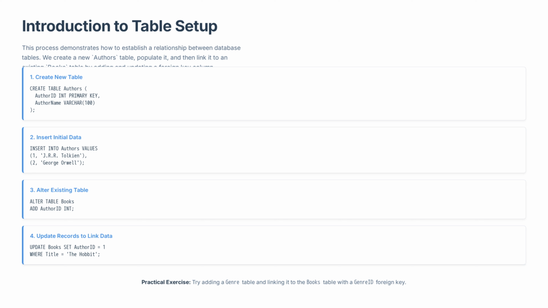Great. Next, we alter our existing books table to add the foreign key column. ALTER TABLE books ADD author_id INT. Now we need to update our books to assign an author. UPDATE books SET author_id = 1 WHERE title = 'The Hobbit', and UPDATE books SET author_id = 2 WHERE title = '1984'. Our data is now linked.